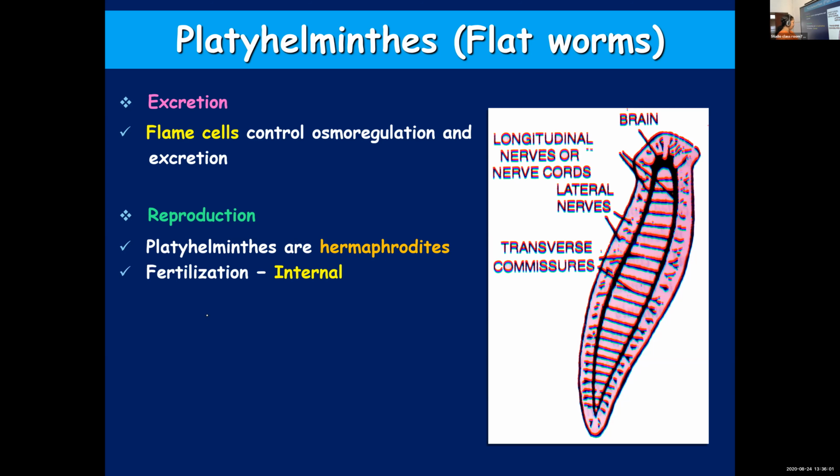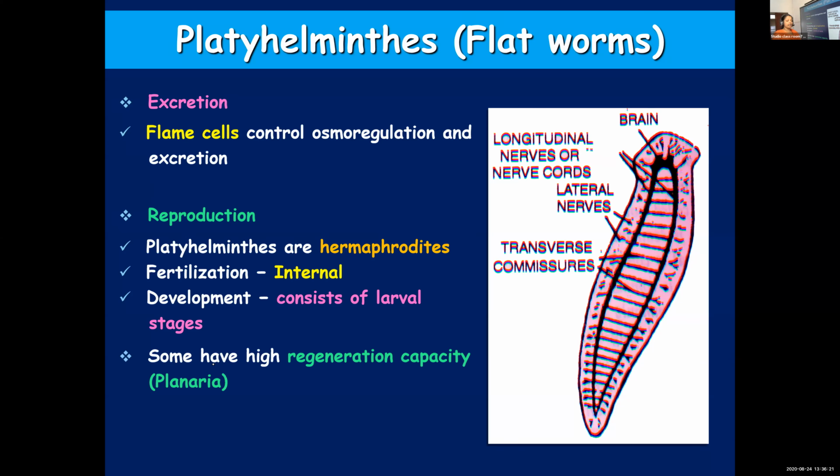Platyhelminthes are hermaphrodites. Fertilization is internal. Fusion of male and female gametes will take place inside the body of the organism. And here, larval stages are involved, so it involves metamorphosis. Development includes the larval stages. Another very important property of some members of this group is that they have the ability to regenerate. One typical example for an organism capable of regenerating is planaria.